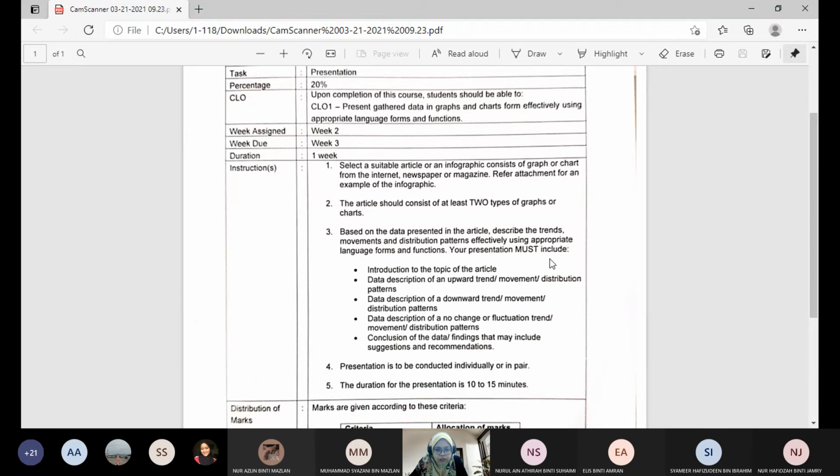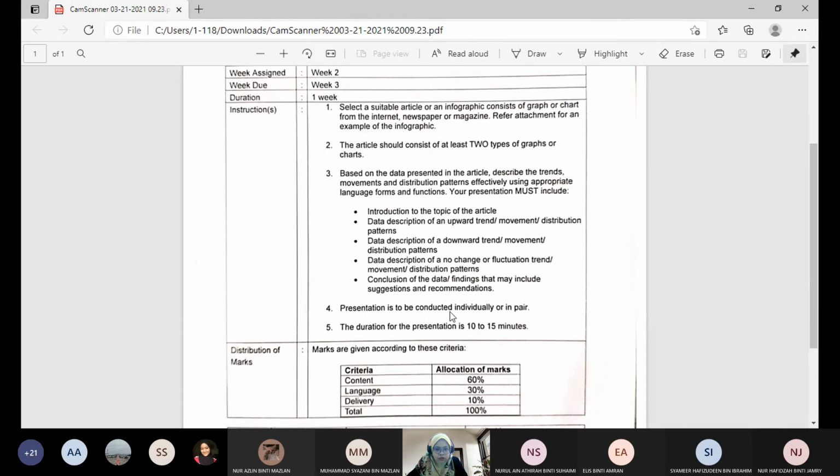Okay, your presentation must include the introduction to the topic, the data description, whether it's trends ke movement ke. Kalau downward movement, I tak nak dia ada variety, tak nak lah graph and charts tu. Kalau line graph and charts tu dia lebih kepada mendata je, semua benda sama, okay, tak mau macam tu. And then you need to have the conclusion.